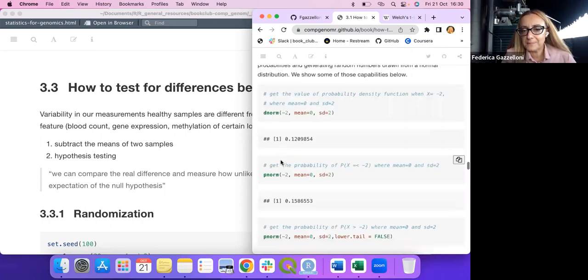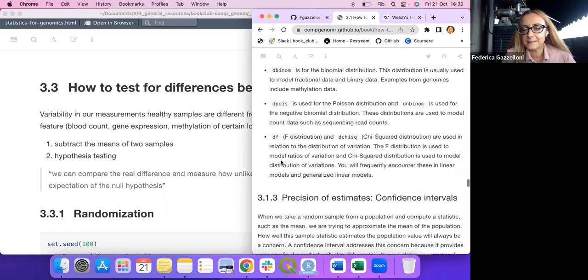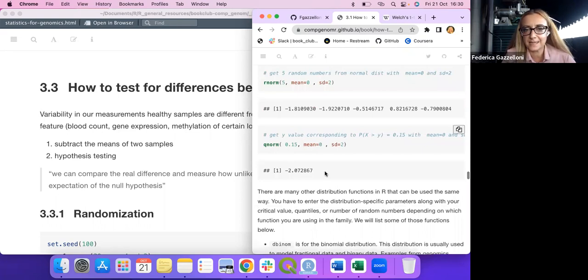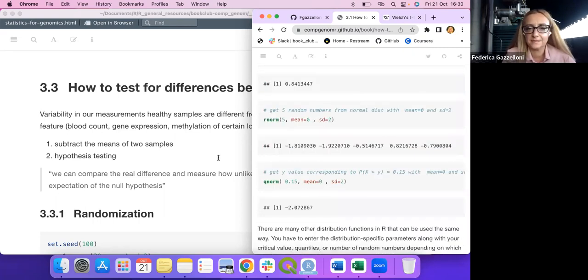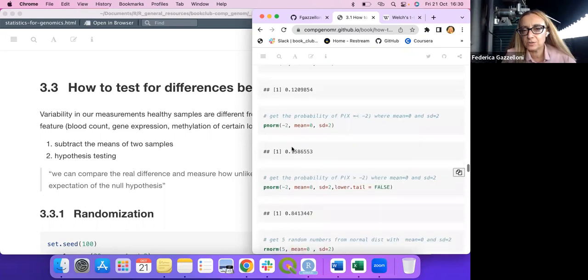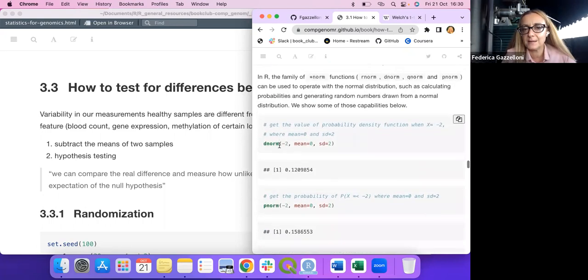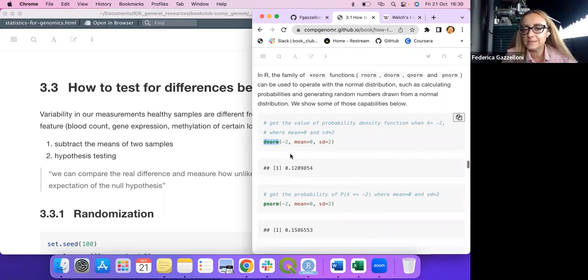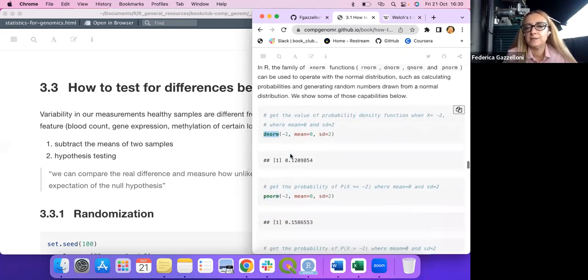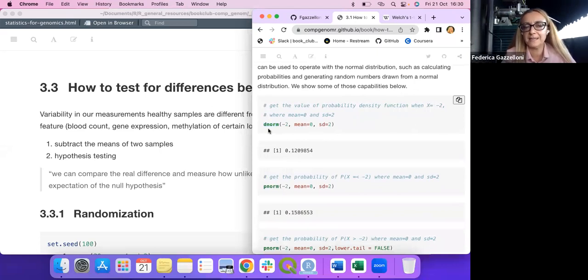So what is going to happen here is that the rest of the section before this one shows you some examples about normal distribution, because in R, if you want to make synthetic data, you can do that with this function. This is a normal distribution, and then you can set the value of the mean and the standard deviation.